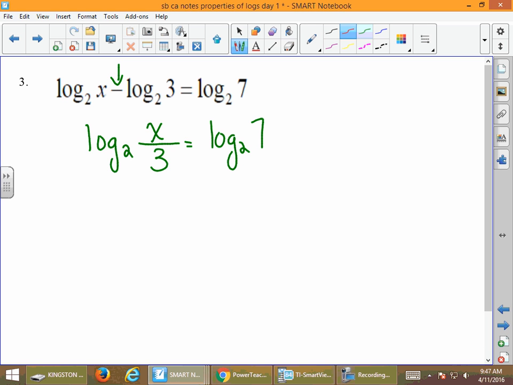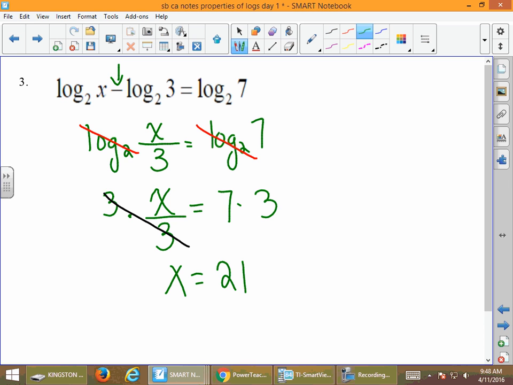So now, we don't need to worry about log base 2. We have like bases. So we can ignore the log base 2's for us to solve. Our goal is to solve for x. So we can multiply this side of the equation by 3 and this side of the equation by 3. And when we do, we end up with x equals 21.